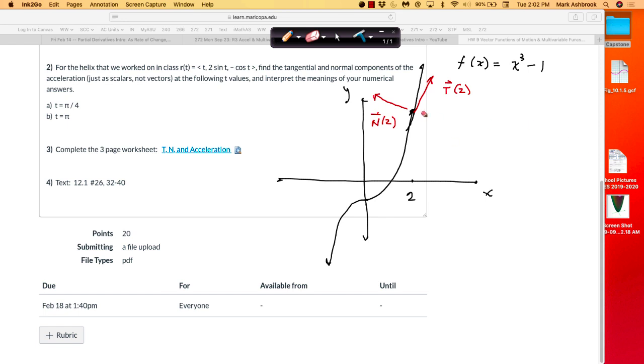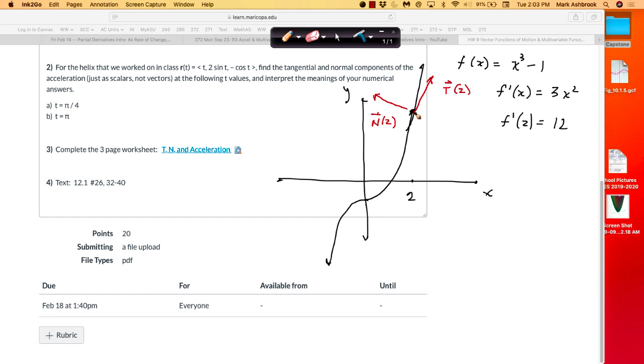It's tangent to the curve, right? What about f of x can help us get something tangent to the curve? Just find the derivative and then plug it in. So what is the derivative here? It's 3x squared, and then at 2, it's 12. So if the rate of change is 12, how does that help us find this vector?